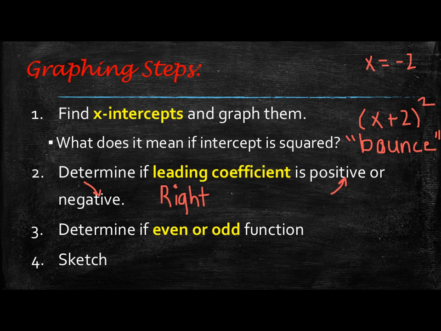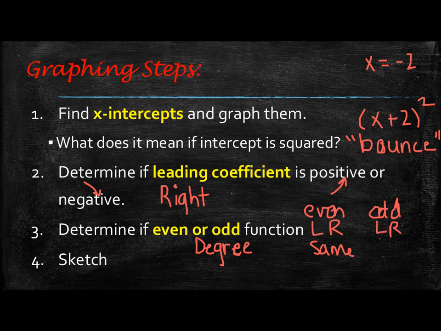Then you're going to determine if you have an even or an odd function. Remember, that is based off of the degree of the polynomial. If your degree is even, then the left and the right side are going to be moving in the same direction. And if it's odd, then the left and the right side will be going in different directions.